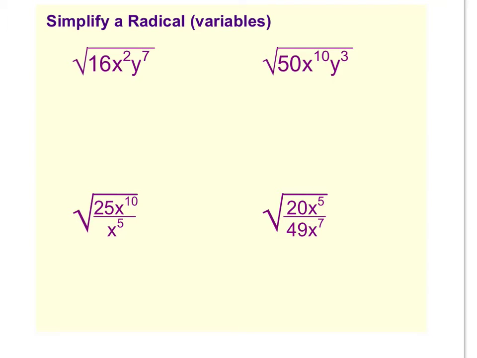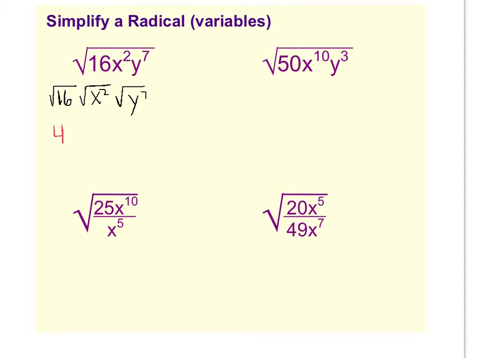We have the square root of 16x squared y to the 7th. So in math, we are allowed to separate this out, and we can square root each of these individually, like this, and just worry about one of them at a time. So we take the square root of 16. Square root of 16 is 4.